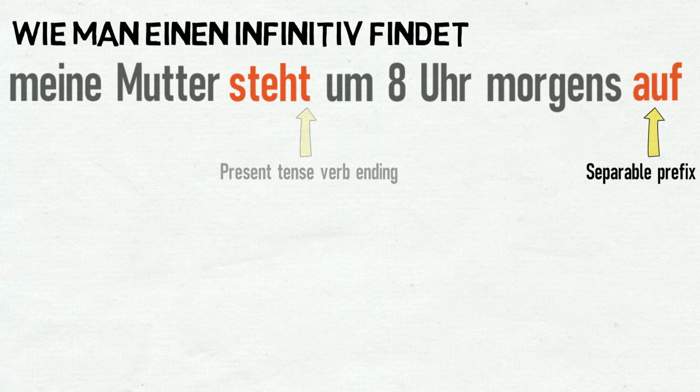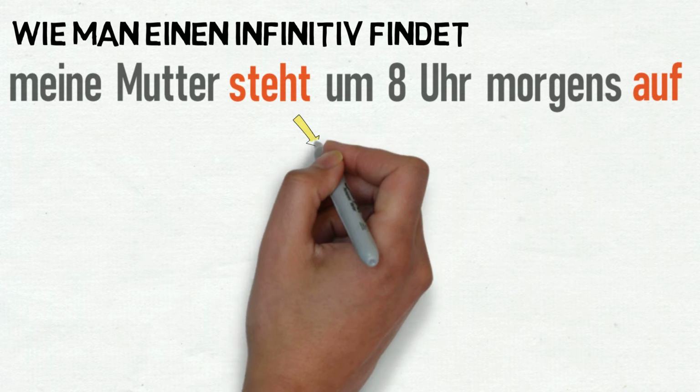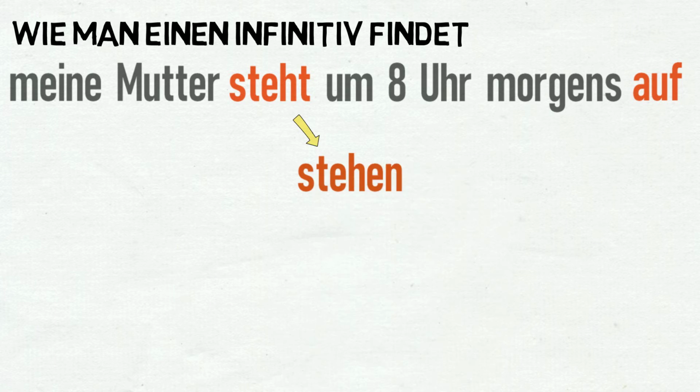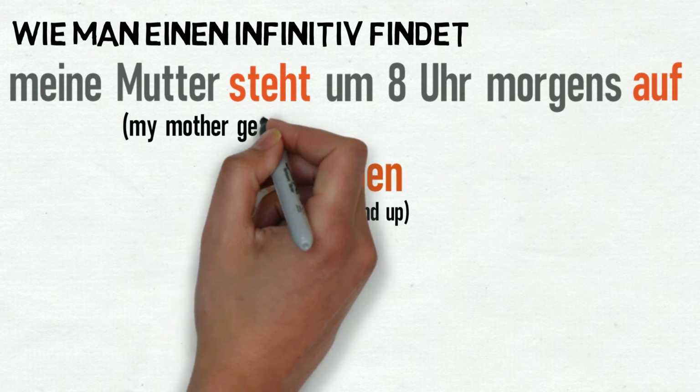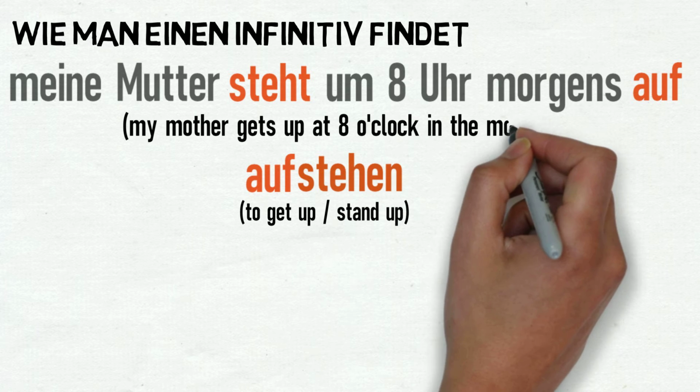To work backwards, therefore, we need to put steht back into its infinitive, stehen, and stick the separable prefix back to the front. We are therefore left with aufstehen, to get up or to stand up. Meine Mutter steht 8 Uhr morgens auf, therefore, is my mother gets up at 8 o'clock in the morning.